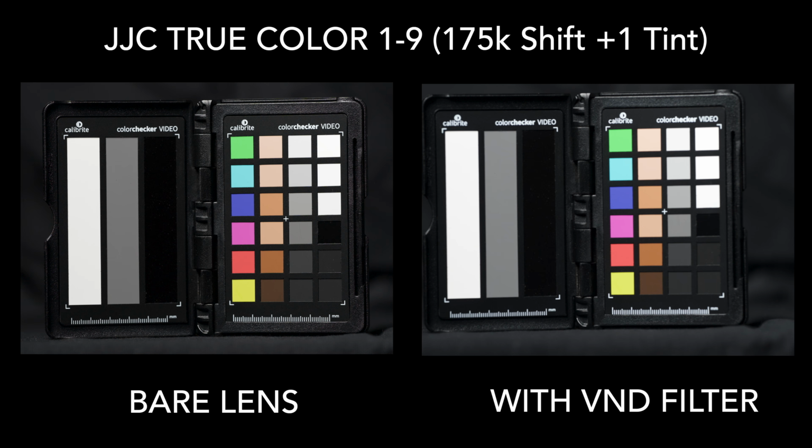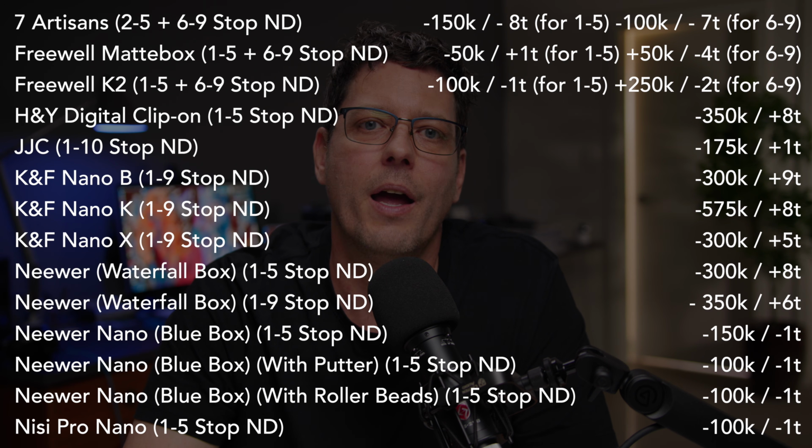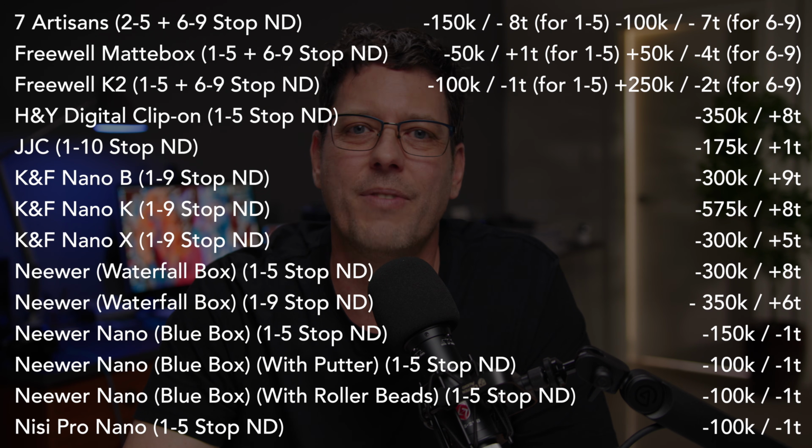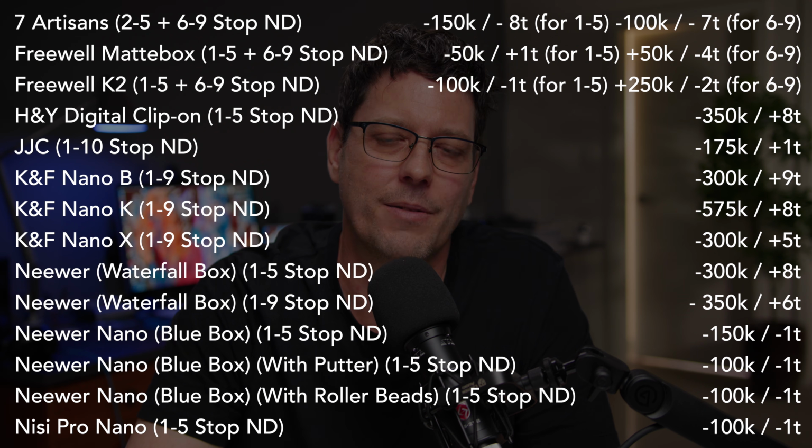The other one is the JJC True Color 1 to 10 stop filter. That had a 175 Kelvin shift and a +1 tint. Also, the 7 Artisans and the Freewell K2 were pretty good. The worst in the lineup were the K&F Nano K and the H&Y Revel Ring. The K&F Nano K had a 575 Kelvin shift, and the H&Y Revel Ring had a 350 Kelvin shift and a +8 tint.